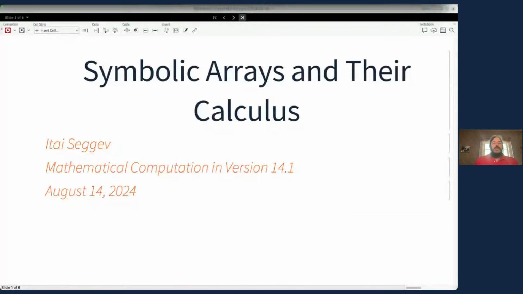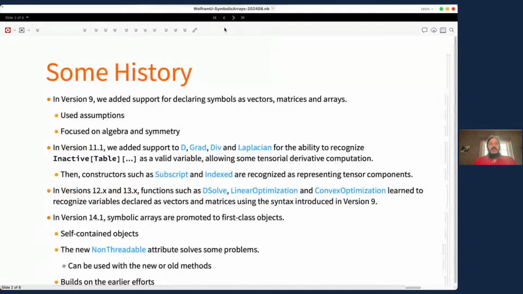Hello, everybody. Thank you for coming to this talk, and thank you, Devendra, for that introduction. I'll be giving a somewhat more in-depth look at the symbolic arrays and their calculus. So I'll start off with a little bit of history, which is definitely not comprehensive, but it has the key points I need for the story I'll be telling today about vector variables in the Wolfram Language. So in version 9, we added support for declaring symbols as vectors, matrices, and arrays.